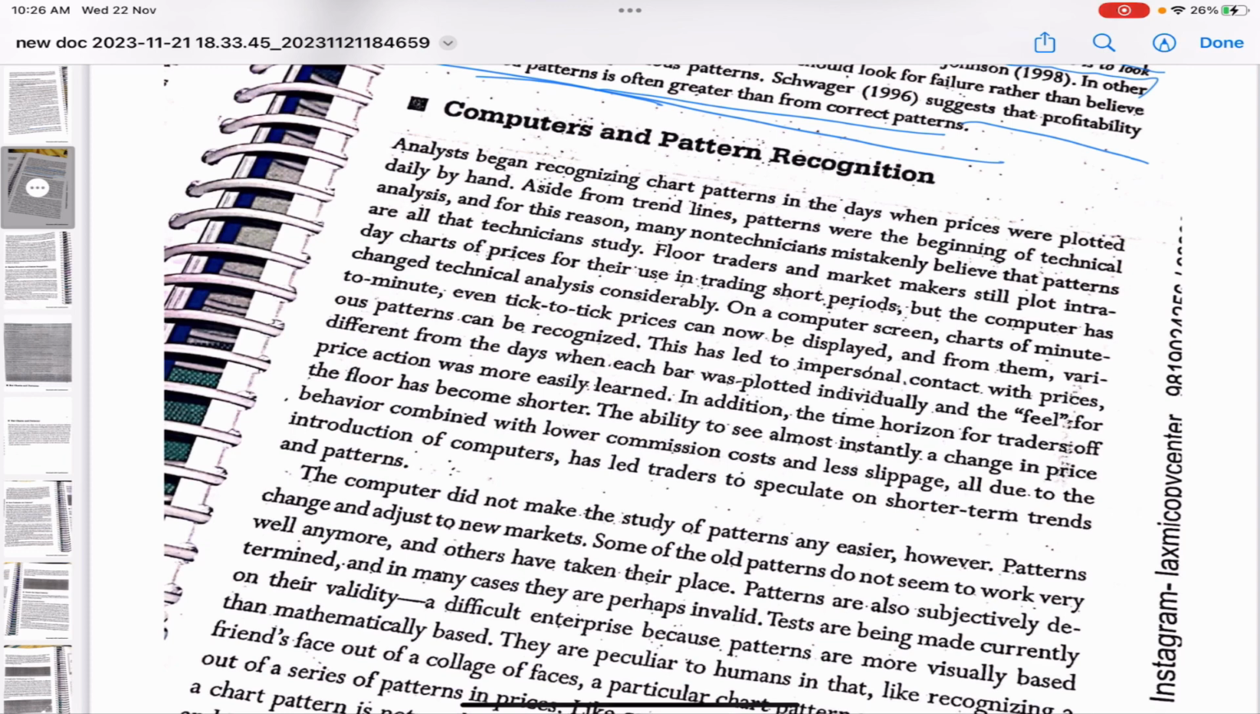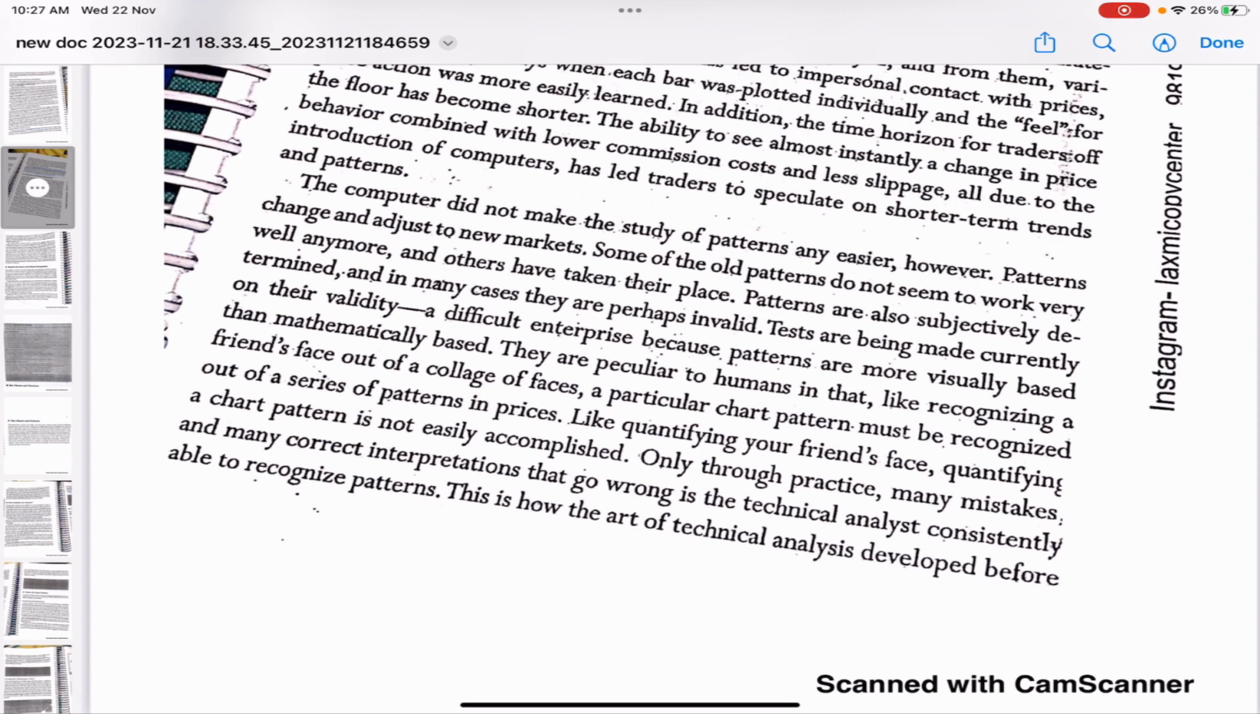Because patterns are very subjective in nature. Something which might look like a triangle to the computer might not look like a triangle to you. Also, patterns change and adjust to the new market. So with continuously and rapidly changing markets, you also need to be changing your patterns. That is something the computer cannot do, and for that you need a human hand, right?